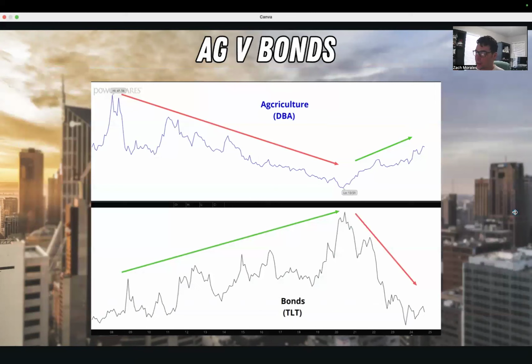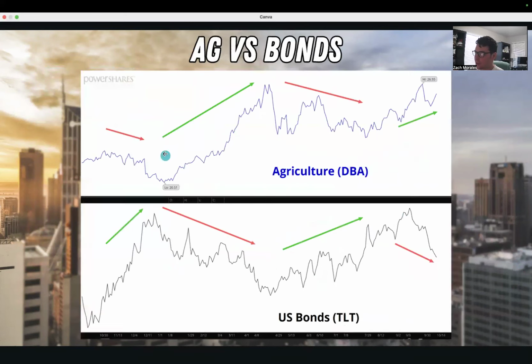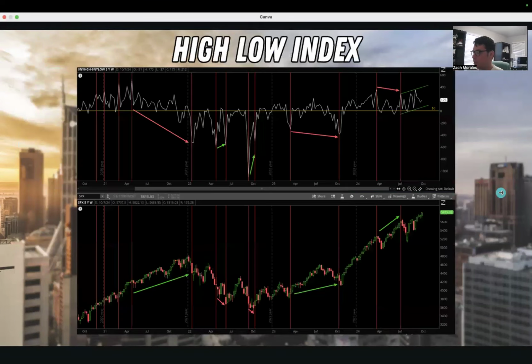But one of the things that you guys need to pay attention to is agriculture. Okay, the DBA tracks the agriculture fund, and essentially these two have an inverse relationship. And agriculture has been steadily making higher highs. This is a long-term chart, right? A max monthly chart. This is a shorter term chart right here, a 1 year, 1 day chart. We'll break down this relationship and go over what it means for TLT.